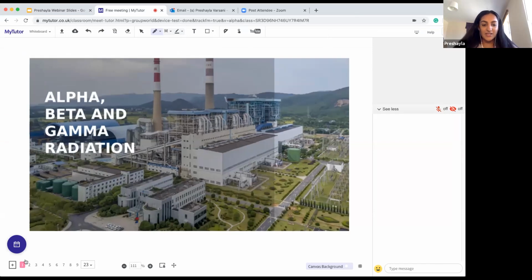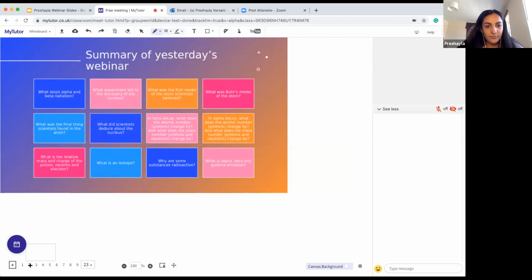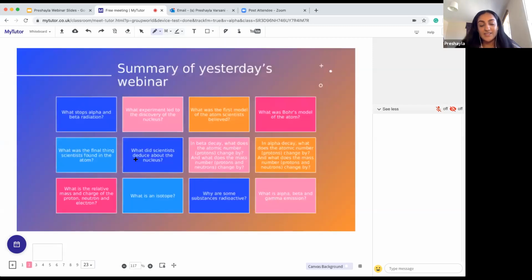Okay, so as I said, today's content is going to be all about alpha, beta and gamma radiation. But first, let's go through a summary of what we covered yesterday.